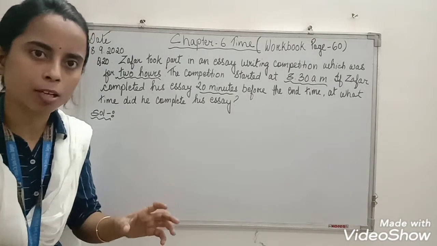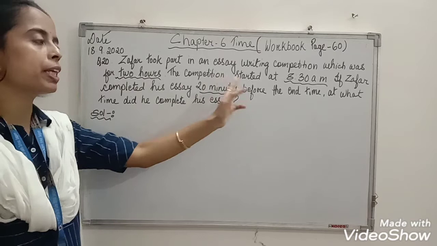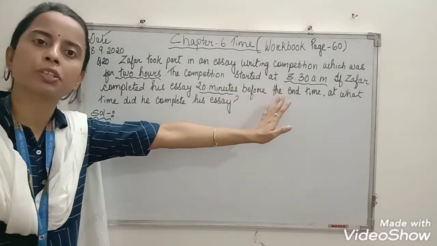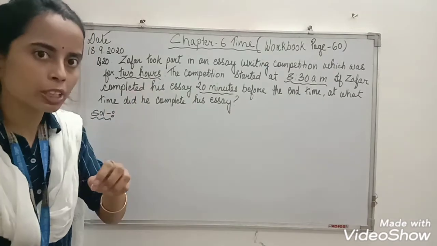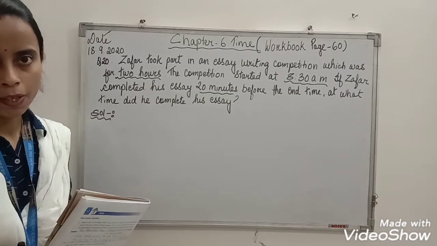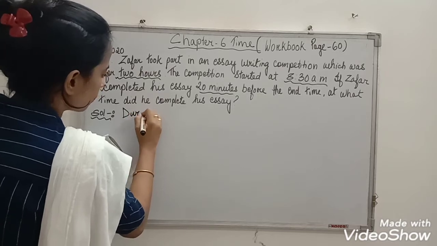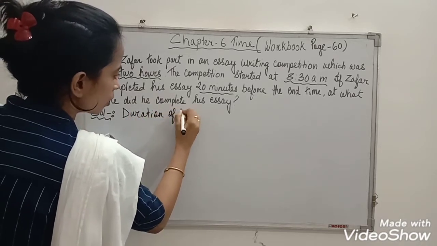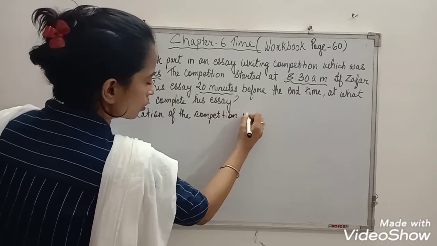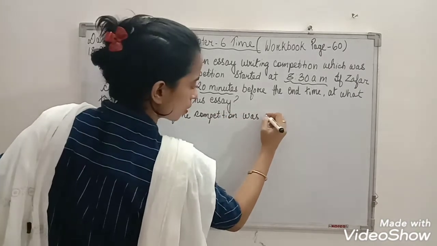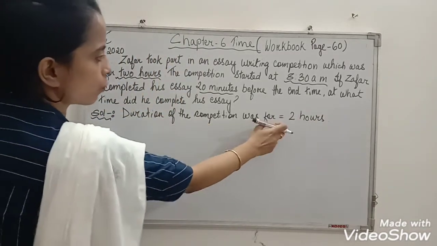Jafar is a boy, he took part in an essay competition which was for 2 hours. The competition started at 8:30 a.m. If Jafar completed his essay 20 minutes before the end time, the question is asking at what time did he complete his essay. Right? So from the question we came to know that the duration of the competition was equal to 2 hours.